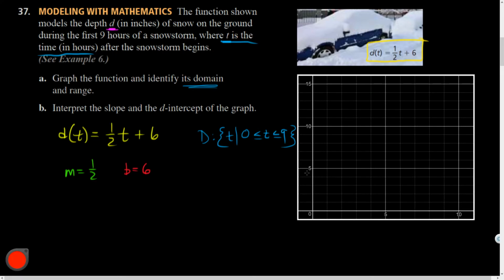Let's graph this. Oh, look at this convenient grid I gave you guys. You're welcome. So the Y-intercept is 6. I guess that's the D-intercept, isn't it? And the slope is 1 over 2, so it's going up 1, making sure I'm counting by ones on this grid here, and over 2. So my scale's a little bit wobbly, wonky, but that's okay. And I can get a few points this way. So let's draw that line.